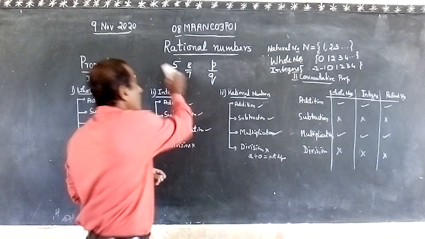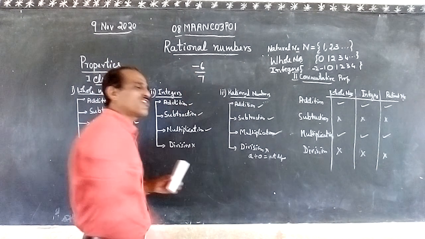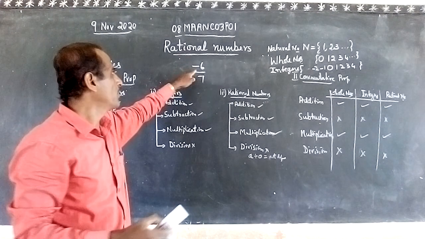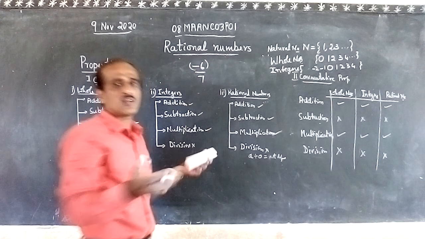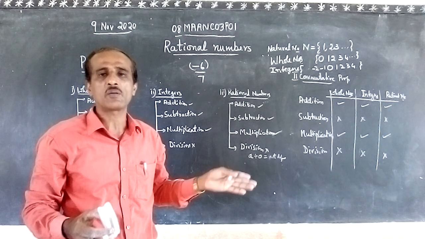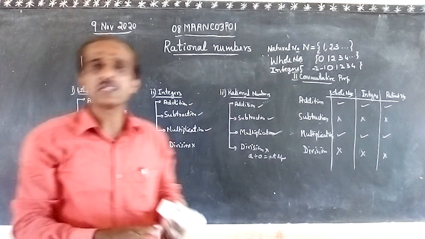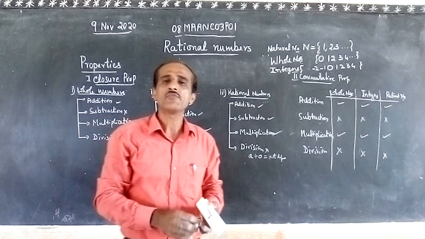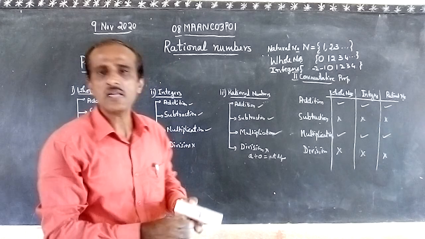Now, is this a rational number? Yes, this is also a rational number, whatever it may be, positive or negative. See, p is equal to minus 6 here and q is equal to 7. That's all. So p or q may be plus or minus, whatever it may be. Therefore, a rational number means a number which can be written in the form of p by q. They are called rational numbers.